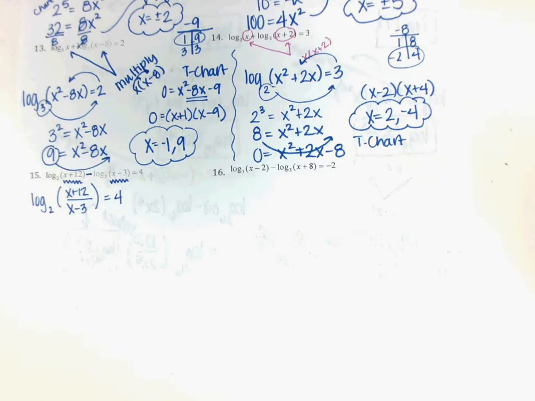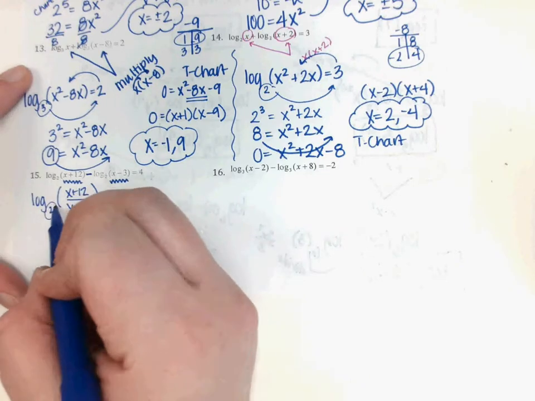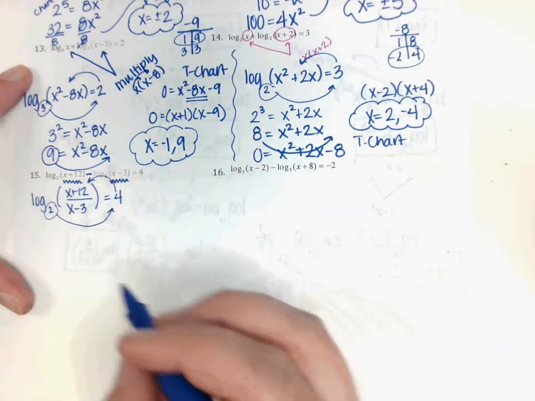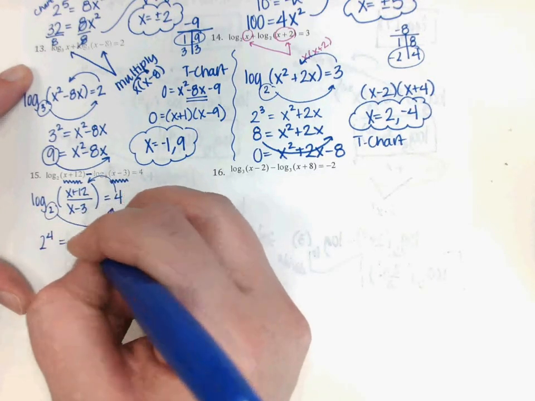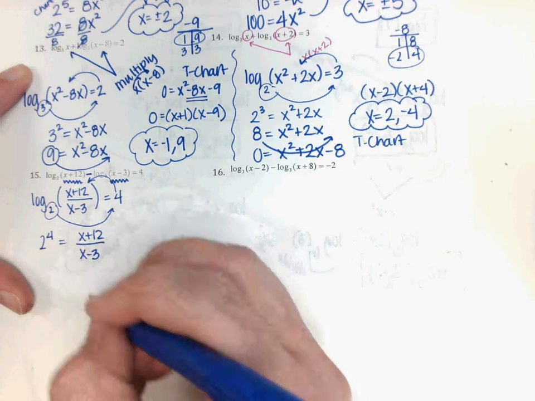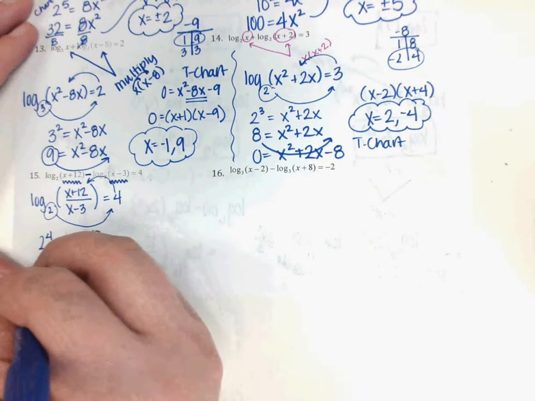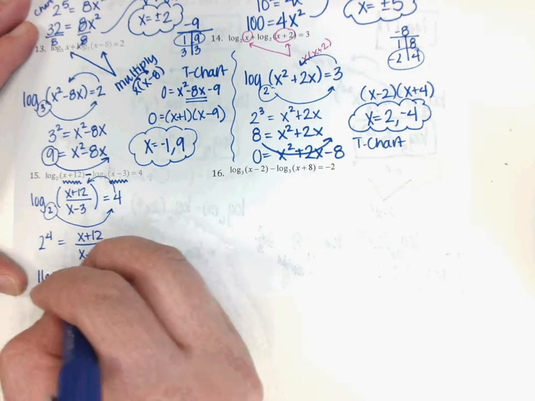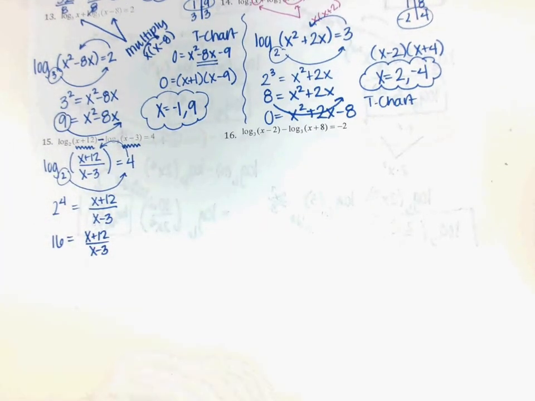I do my loop. Where does my loop start? 2 up to the 4, bring it back around equals. Yep, your little fraction. And then from there, I have to switch my 2 to the 4 over. What is that the same as? 16. Okay, from here, what are you thinking to solve?